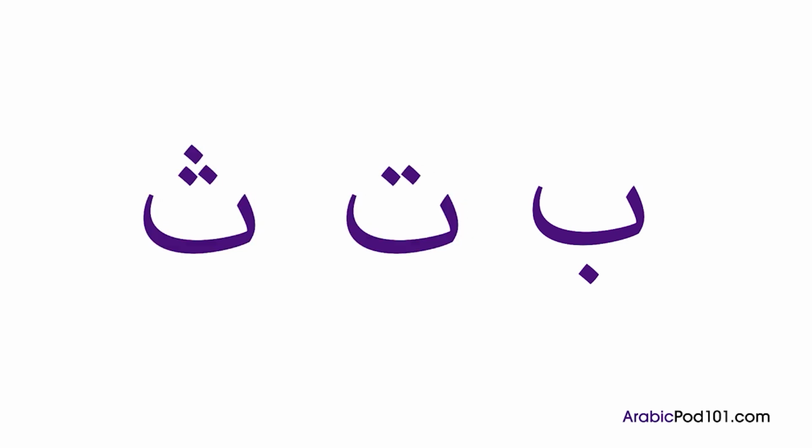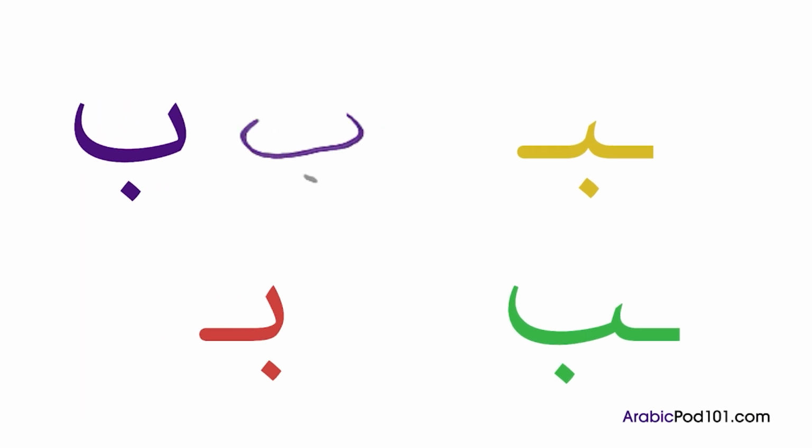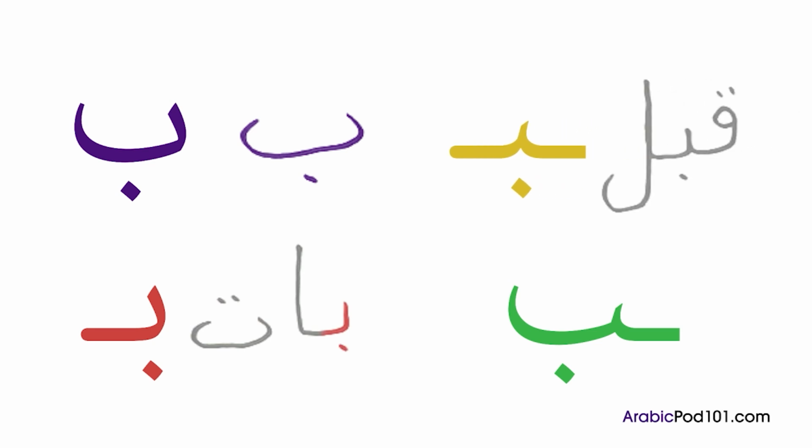In the second lesson, we learned ba, ta, and tha. First, we have ba, isolated, initial, medial, final.